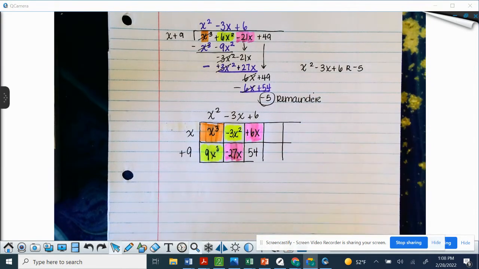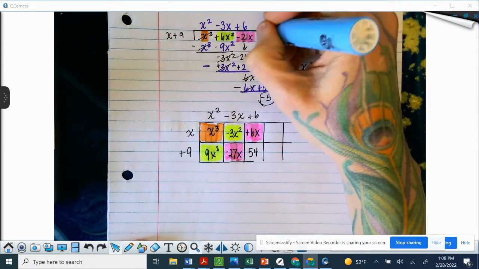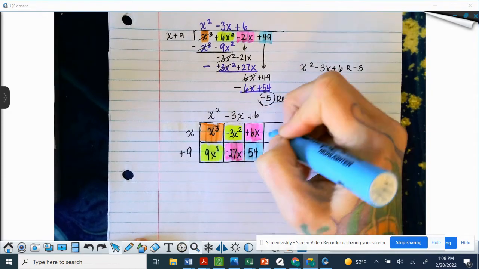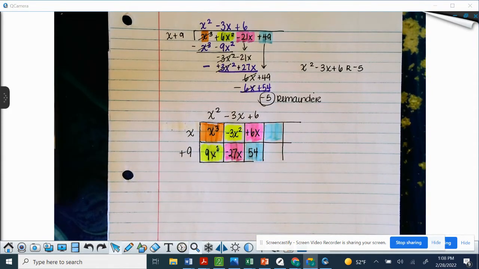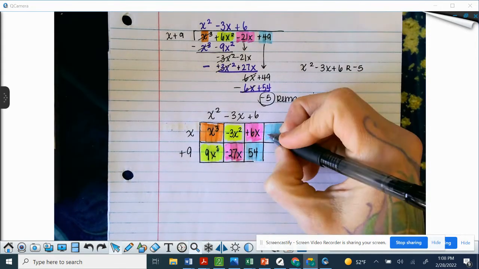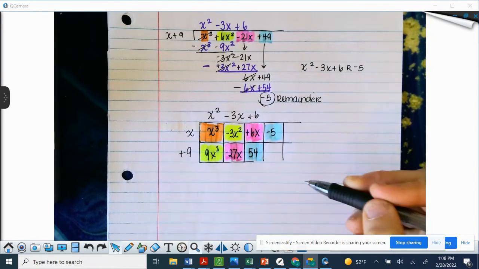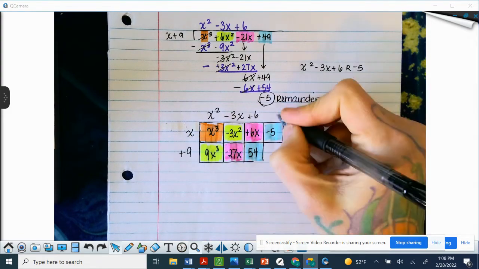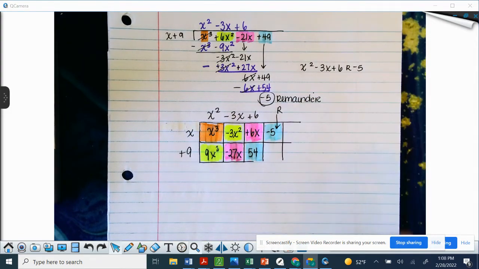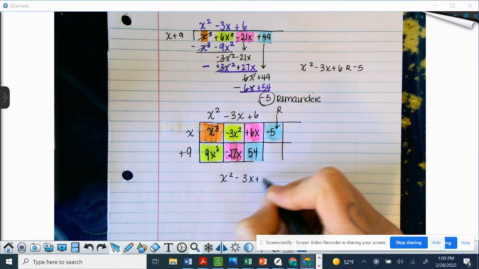We're not done yet. Getting there. So our final term is 49. So we have 54 in an open box. That open box has to be a number that will combine with 54 to give me 49. And that's going to be that -5. And we have no more terms, so we're done. And there's nothing I can multiply x by to get a -5. So that's how you know this is your remainder. Your answer is up here at the top. So x squared minus 3x plus 6 with a remainder of -5.